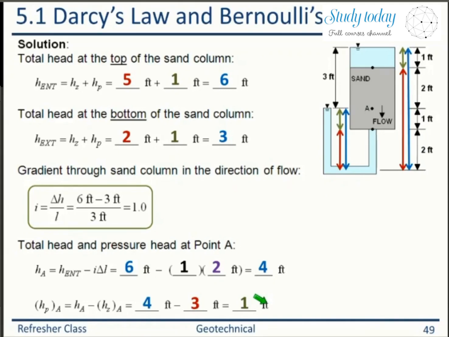Why 2 again? Because point A is 2 feet below the top of the sand column, right? Okay, that's your L.